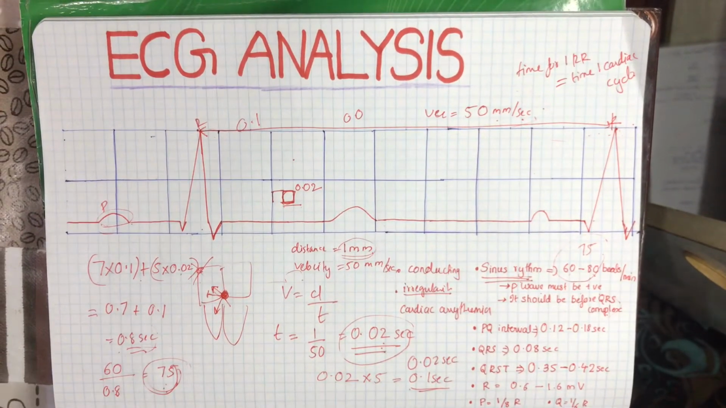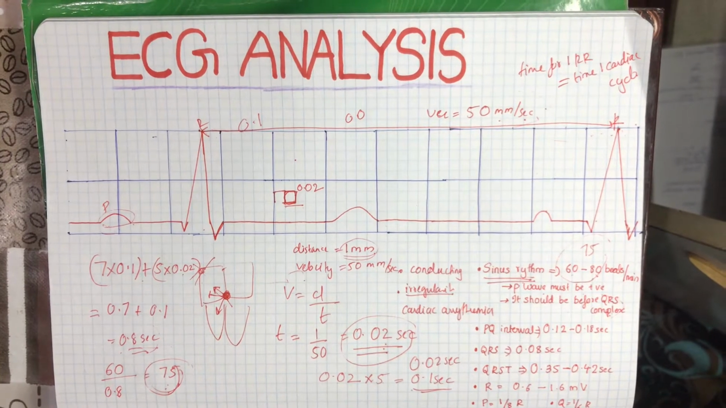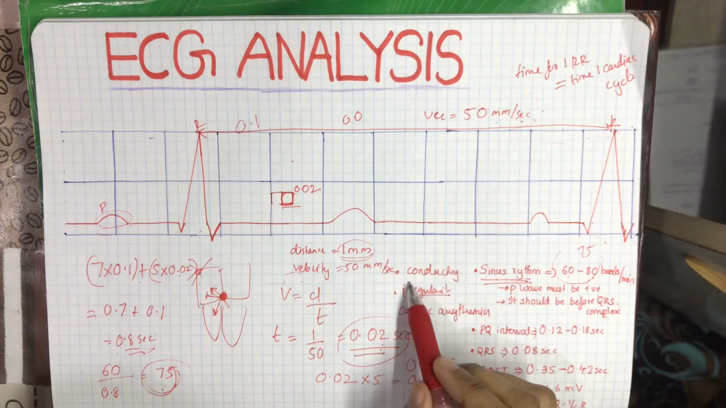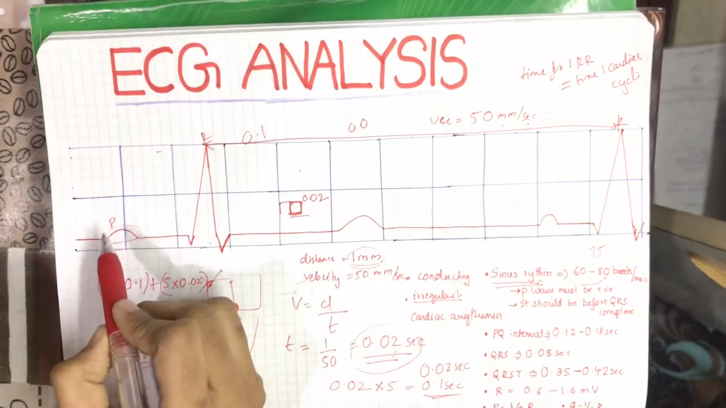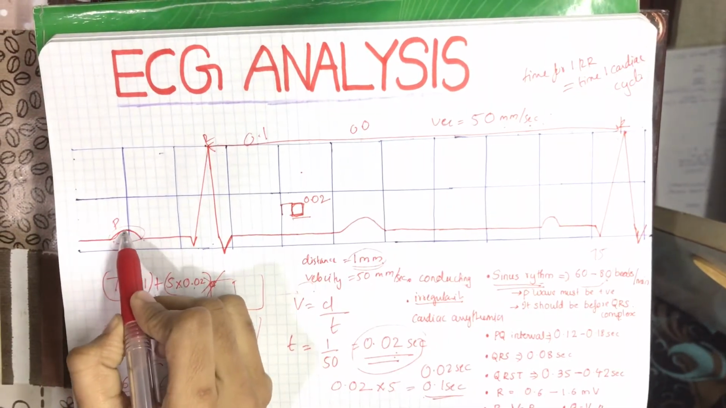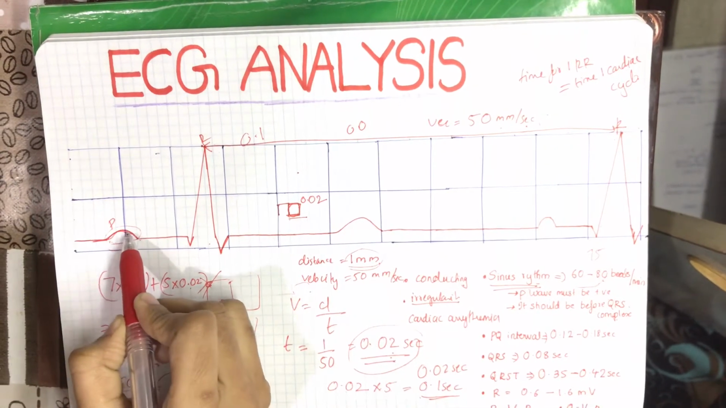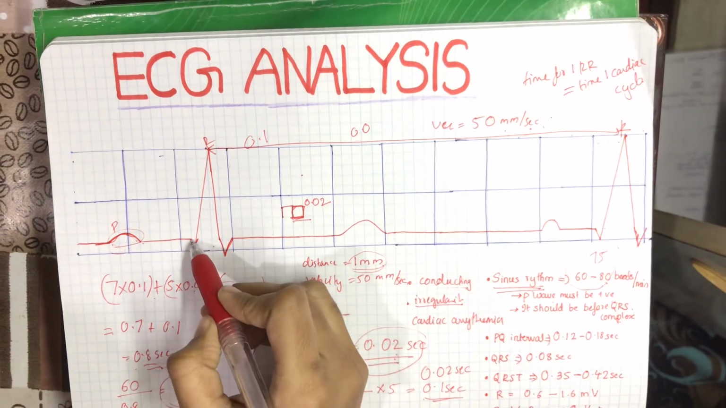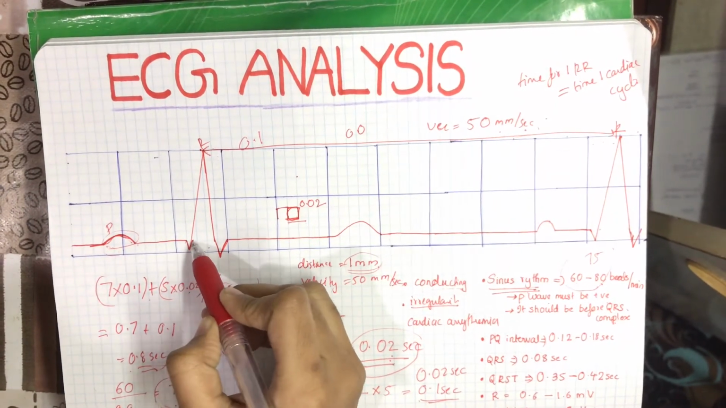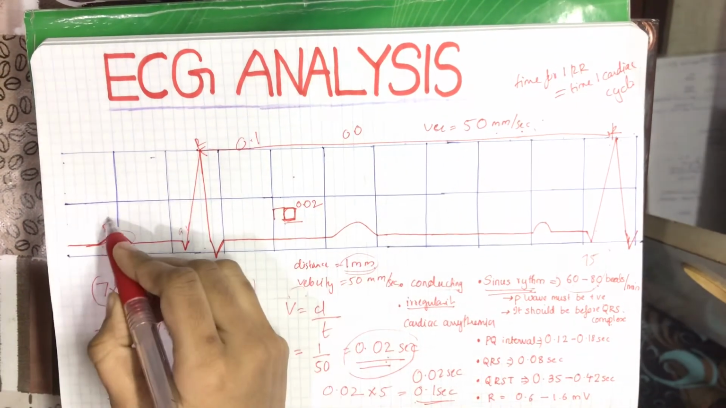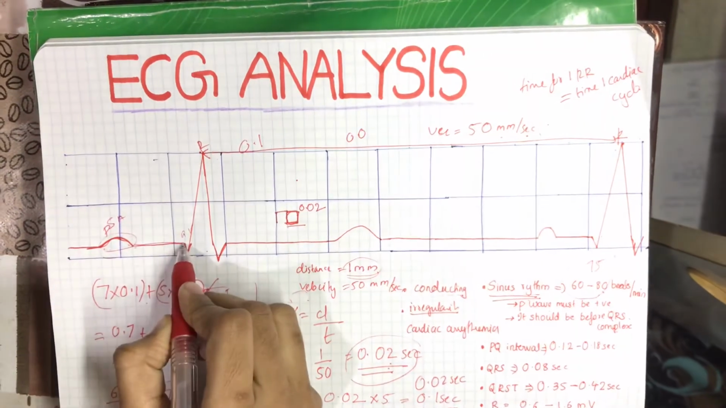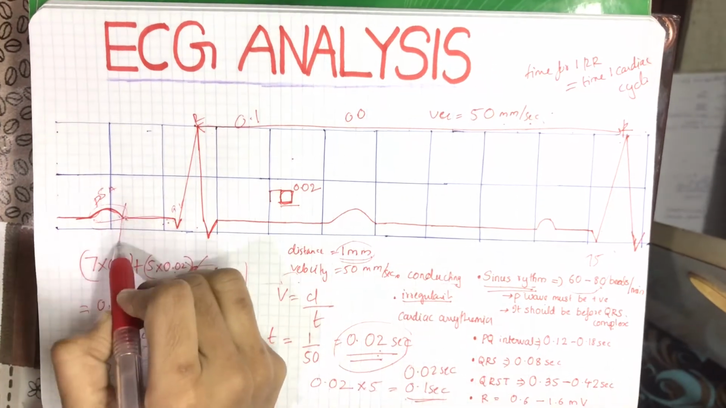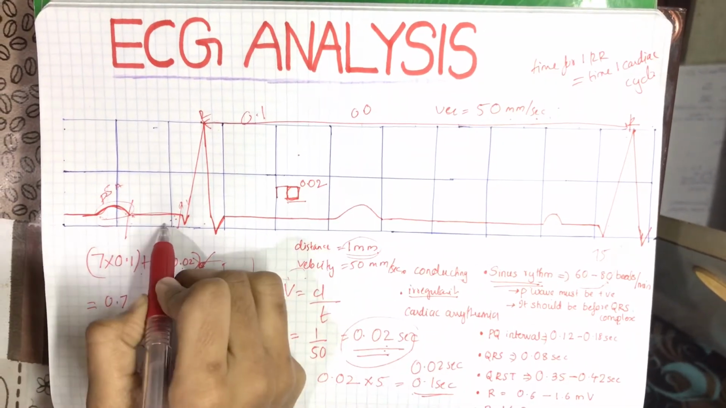And I told you, not only the sinus rhythm we have to analyze. The second analysis is about the conduction. Just think, if this is the depolarization of the atrium, and this is the depolarization of the ventricular septum. Here is the AV node, here is the SA node. Then what is this? This is the conducting pathway, the internodal pathway. So we have to find whether the conduction is well.